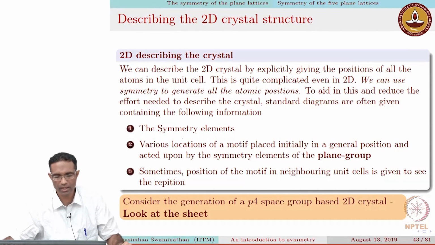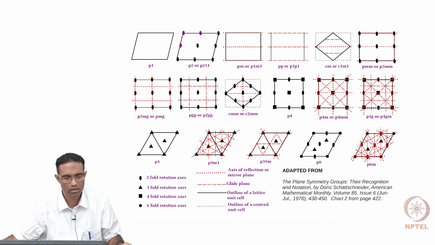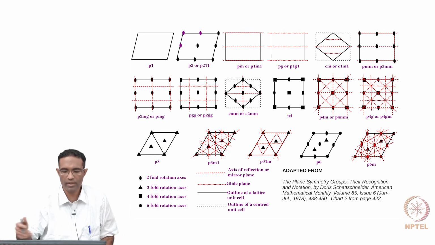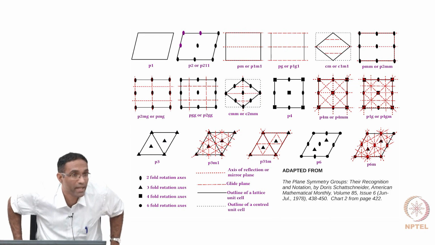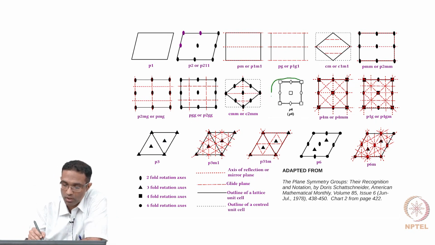Good afternoon. What we were looking at last class is the various equivalent positions that can be taken up by a general point when you perform a certain symmetry operation on it, and we took the example of the space group P4. Let me take you back to the slide which has the list of all the 17 plane groups in 2D, and we were looking at essentially this one.